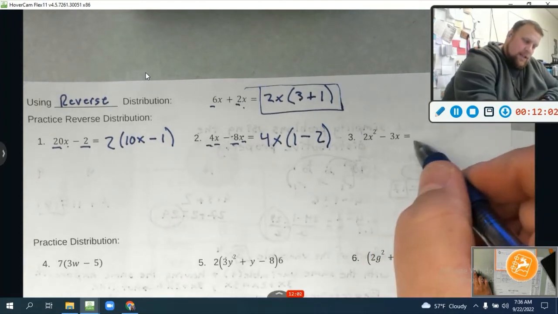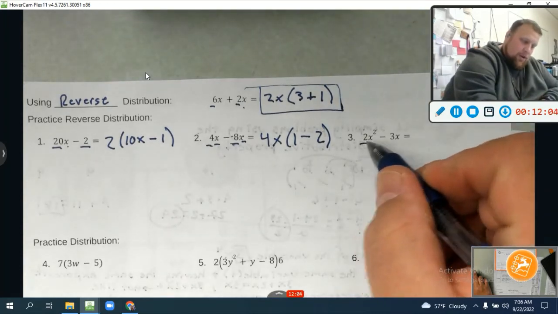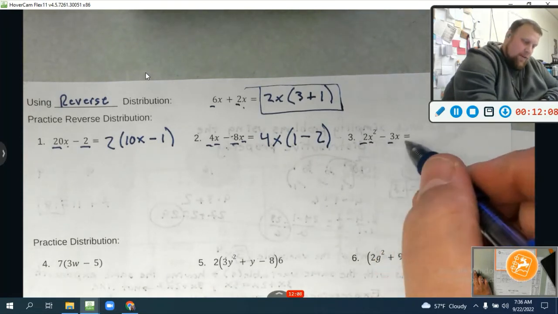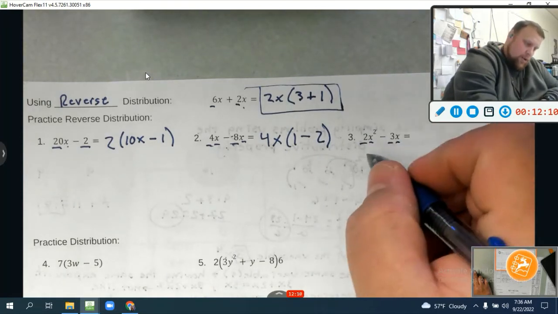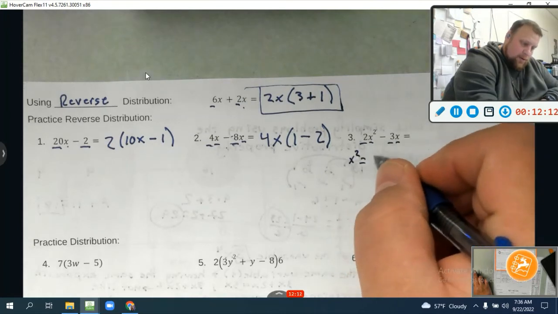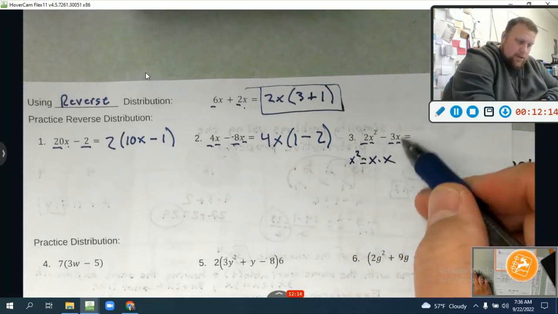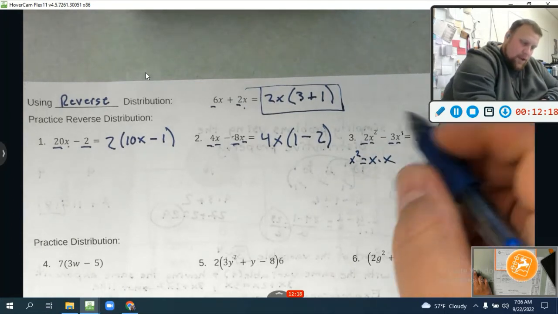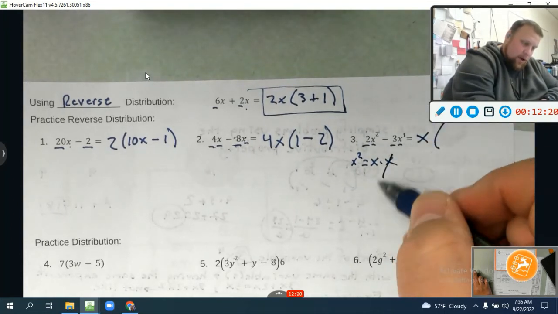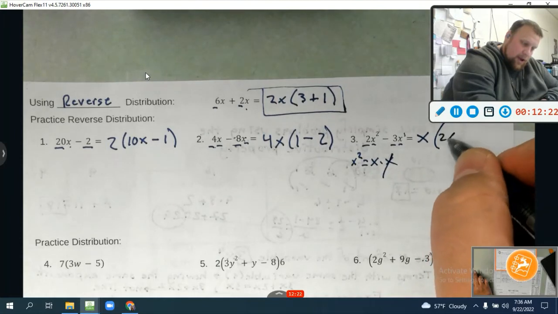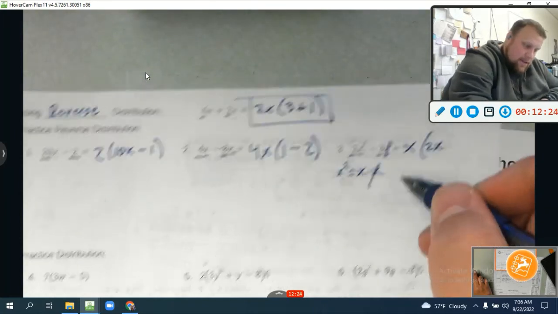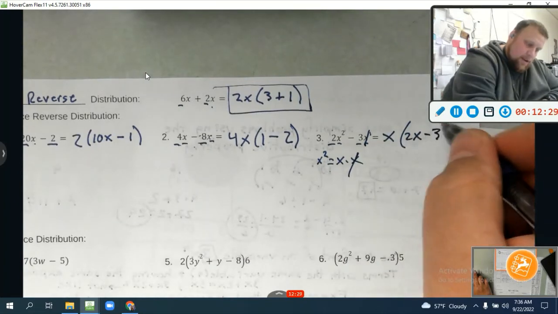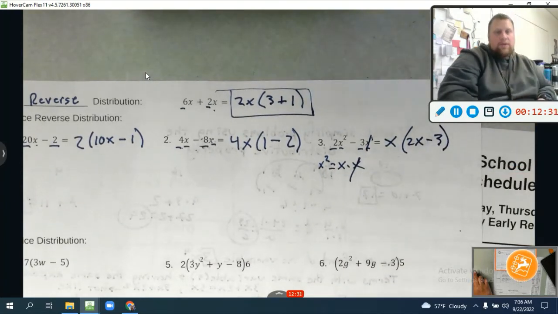Last but not least, let's look at this one right here. Look at the coefficients, nothing in common. But they both have x's. Now this has x squared, which remember, x squared is equal to x times x. So I can pull one of those x's out. And watch what happens. When I take one of the x's out of x squared, I'm left with just an x. So this is going to be 2x. When I take that x out of here, I'm just left with minus 3. That is reverse distribution.